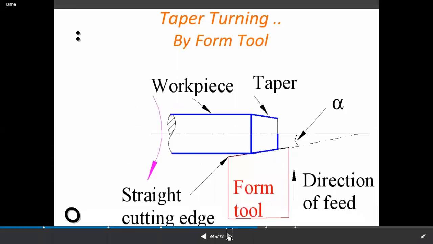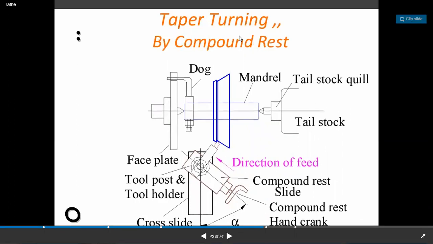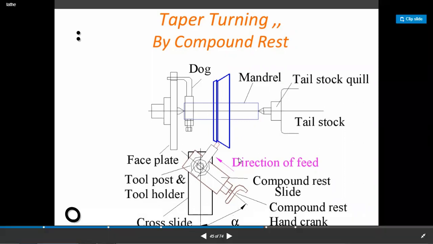Now already we have studied this. By form tool method we can operate the taper turning. Then by swiveling the compound rest also we can give some angle to your taper turning operation. So that is your taper turning operations during taper turning. So these are the number of methods by which we can achieve the taper turning during machining. So it is very important to see this number of types of turning.